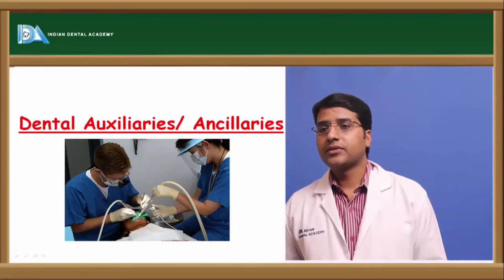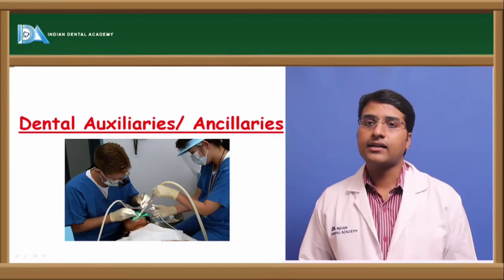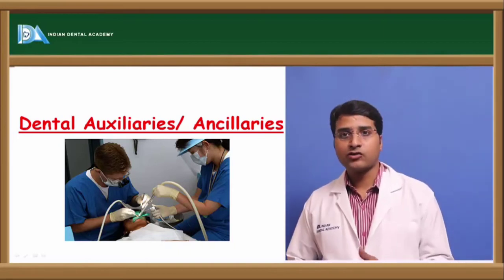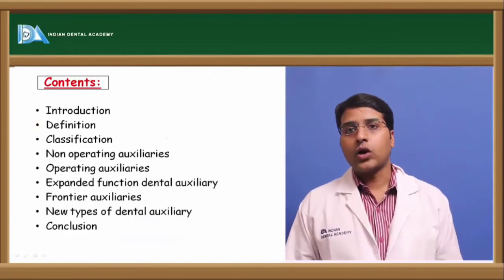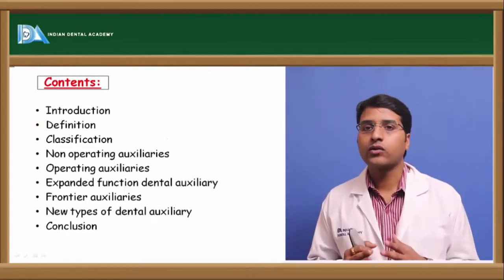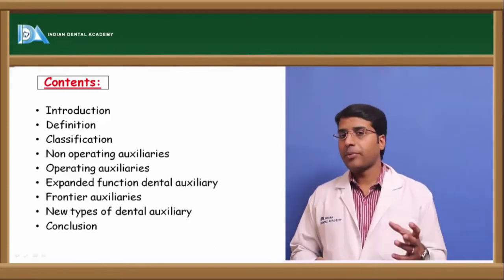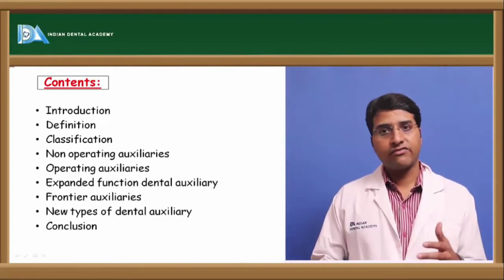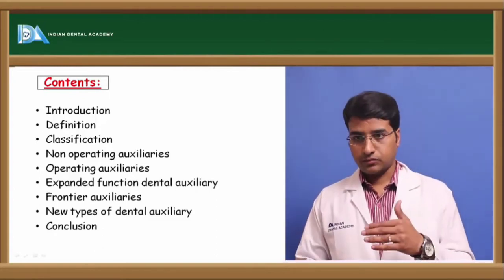The next chapter we are dealing with is dental auxiliaries, or dental ancillaries, or dental manpower. It is called by one or the other of the same names. So the topic: what is a dental auxiliary? What do you mean by dental auxiliary, and the definition? This topic is covered in detail under classification. How have the auxiliaries been classified?